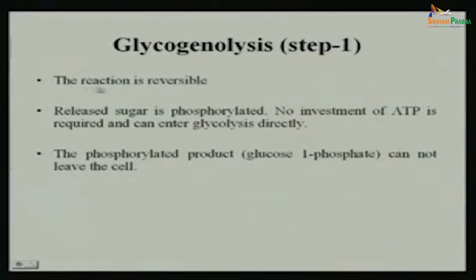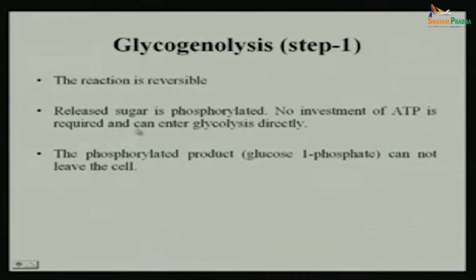Now, this reaction is reversible in nature. The released sugar is phosphorylated, and no investment of ATP is needed because inorganic phosphate or orthophosphate is donating this phosphate group. No ATP is required in this particular reaction, and it can enter glycolysis directly. The phosphorylated product, glucose 1-phosphate, cannot leave the cell.